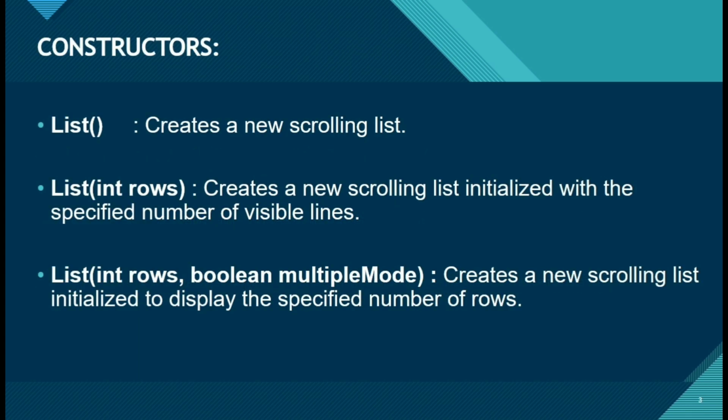Lists have three constructors: a default constructor, single parameter constructor, and a double parameter constructor. First constructor of the list creates a new scrolling list. The second constructor creates a new scrolling list initialized with a specific number of visible lines. The third constructor creates a new scrolling list initialized to display the specific number of rows.